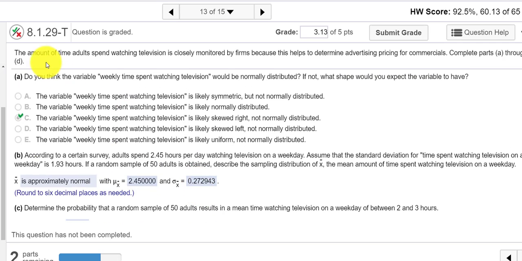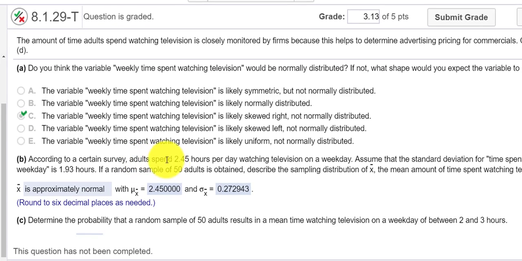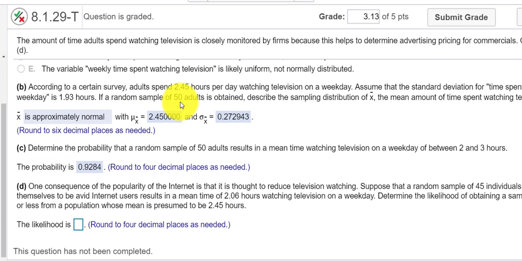So in the beginning it looks like we're given some type of survey where adults spend 2.45 hours watching TV on a weekday. We assume that the standard deviation is 1.93 hours. And you're given at first a random sample of 50 adults.